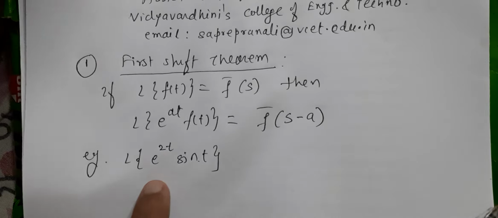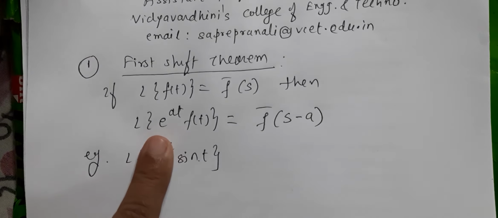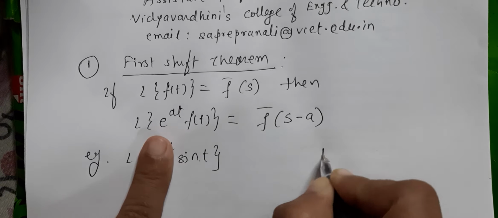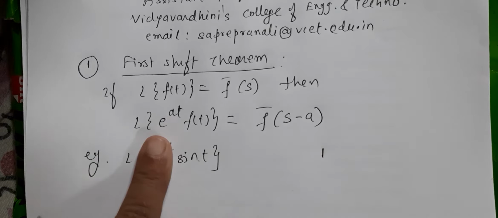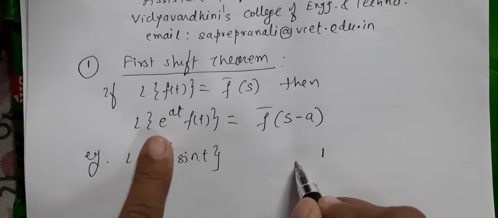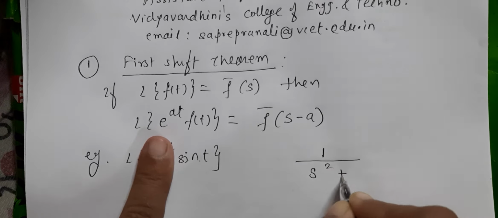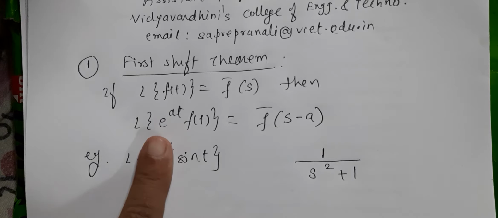Just say it is e raised to at into something. I will tell you, hide this e as if it is not there and find Laplace of the remaining part. What is Laplace of sine t? Laplace of sine at, all of you know, recollect the formula: Laplace of sine at is a upon s square plus a square. Here a is 1. So this Laplace is 1 upon s square plus 1. This is the Laplace of sine t.